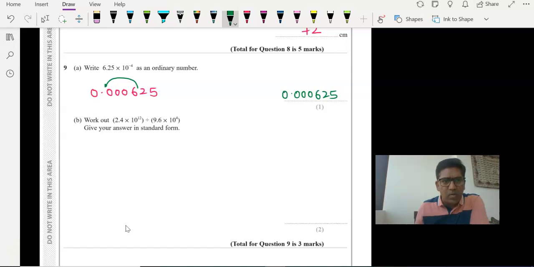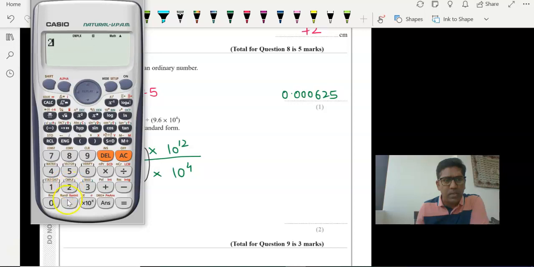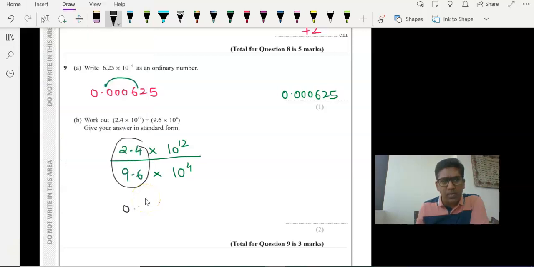Next one. Work out 2.4 times 10 power 12 divided by 9.6 times 10 power 4. So what we can do is write it as a fraction: 2.4 times 10 power 12 over 9.6 times 10 to the power 4. So I'll work out this value separately. 2.4 divided by 9.6 gives me 0.25. And 10 power 12 divided by 10 power 4. So you subtract the powers, you will get 10 to the power of 8.